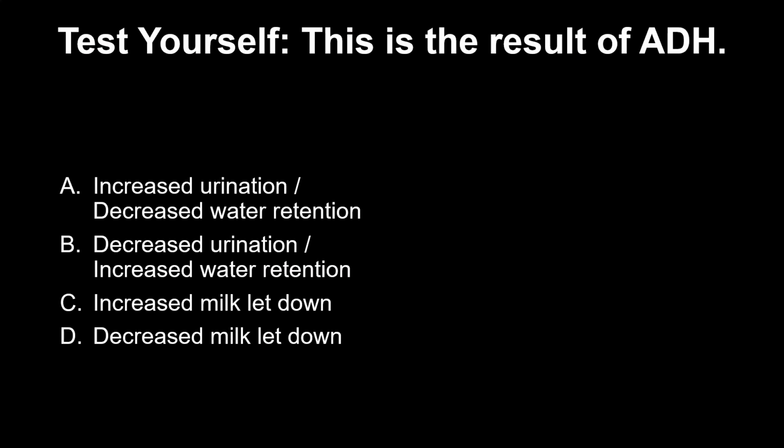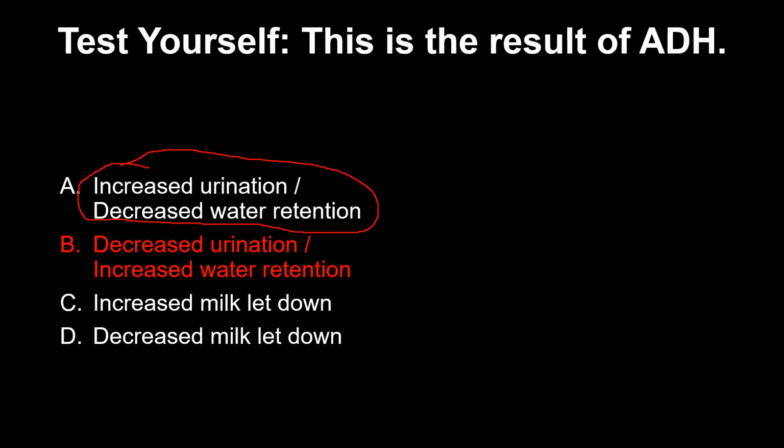Now, what is the result of antidiuretic hormone? Which one is antidiuretic hormone? So this means you need to know what a diuretic does, and then what is the opposite of that? It is decreased urination with increased water retention. Remember, diuretics increase urination and decrease water retention.